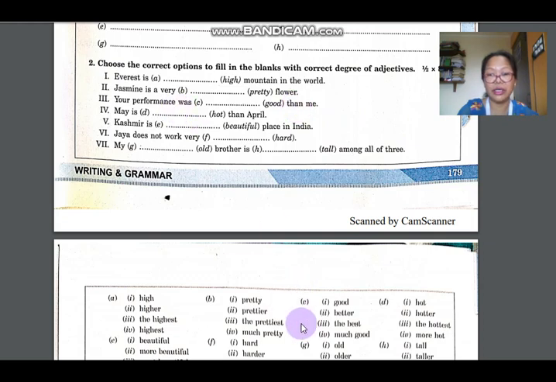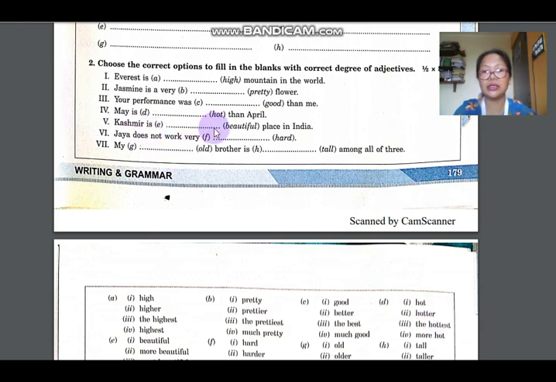Comparative degree. Number 3. This is C. So we will use good, better, the best. We will use: your performance was better than mine. We will use the comparative degree. May is dash hotter than April. Again we are comparing between May and April. We are comparing how hot is May and how hot is April. So when we make a comparison between two things, we use the comparative degree. So May is hotter than April.